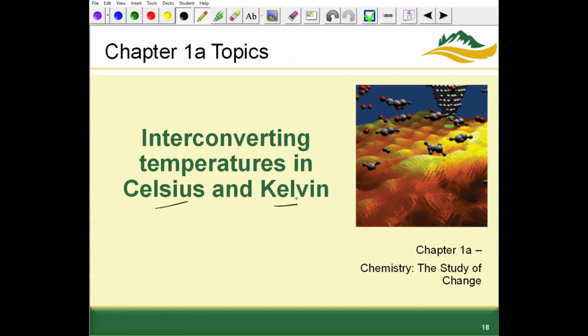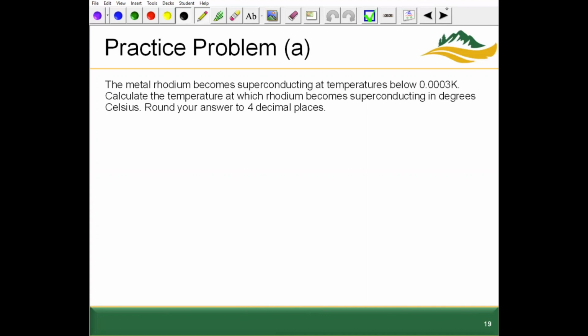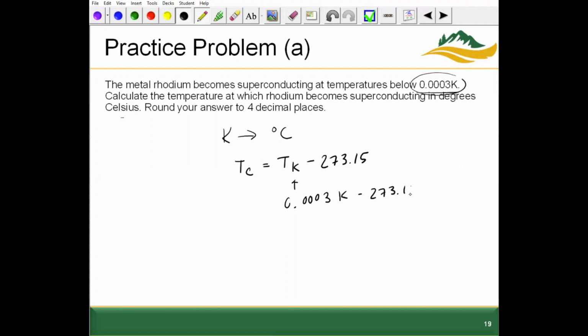The next highlighted topic we'll get into is converting between Celsius and Kelvin. We'll also throw some Fahrenheit in there just for practice. Here for this problem, we are going from Kelvin, we're asked to convert it into degrees Celsius. Now for the conversion factor, we will need to know here is that the temperature in Celsius will equal the temperature that's in Kelvin minus 273.15. So here is our temperature in Kelvin. We'll go ahead and plug that in here. So 0.0003 Kelvin minus 273.15. That will equal our temperature in Celsius.